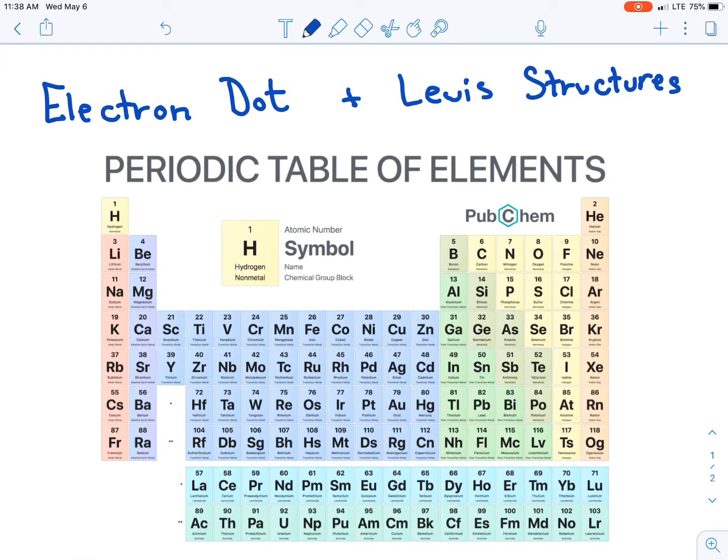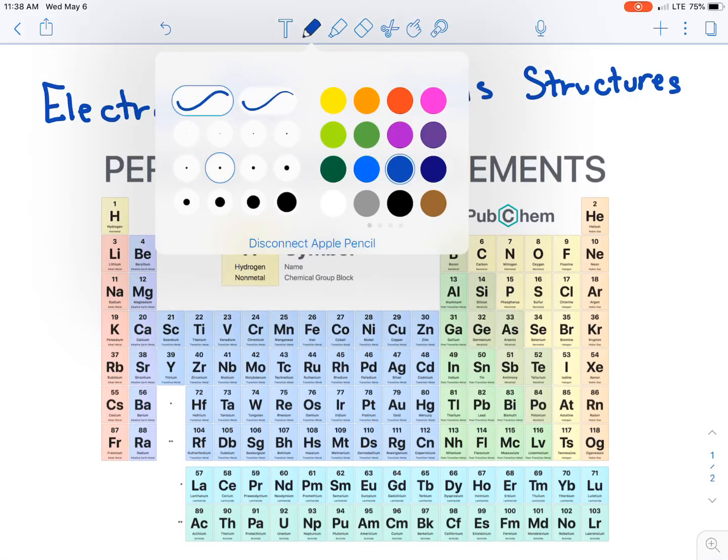Let me get a color that we can all see. I'm using dark blue. Let's switch that to purple.